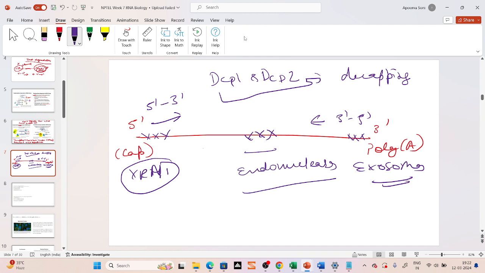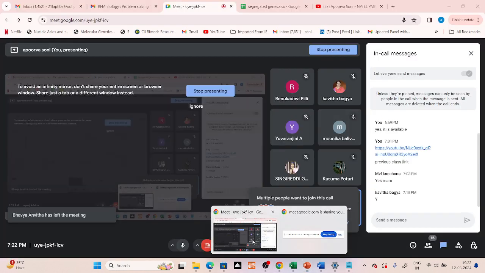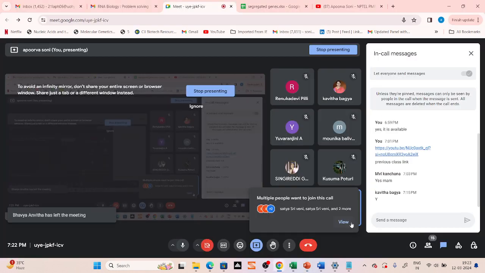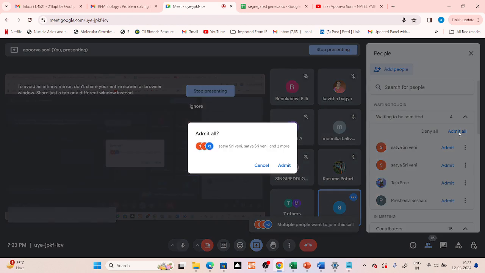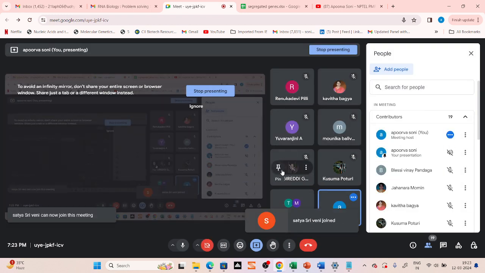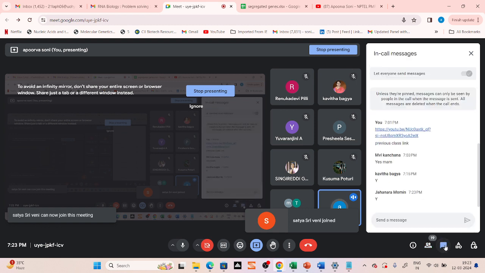Okay, is it clear to everybody, this RNA decay? Is it clear? Yes or no? If you have any confusion, you can ask me. Okay, fine.